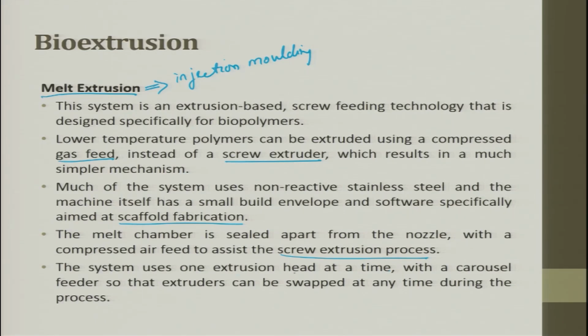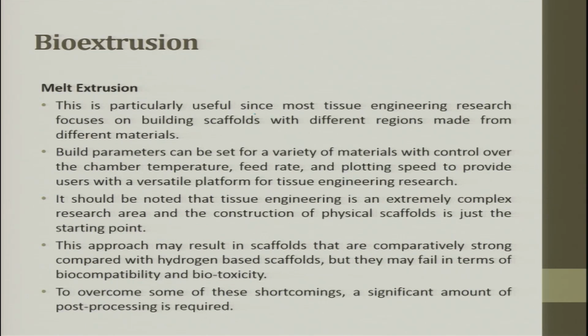So, that means you can have multiple extrusions, with multiple materials coming out from different nozzles. Depending upon your requirement, depending upon your color, you can blend it, and with a carousel feeder the extruder can be swapped at any time during the process. This is particularly useful since most tissue engineering research focuses on building scaffolds with different regions made from different materials. This is what I was talking to you about. In bio extrusion, we do selective material feed.